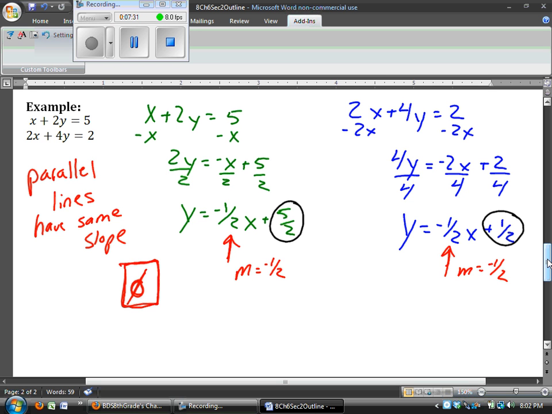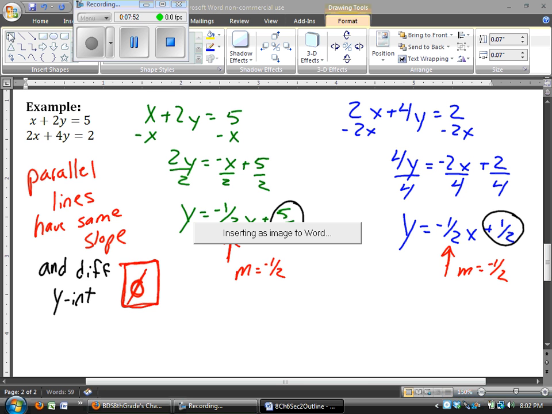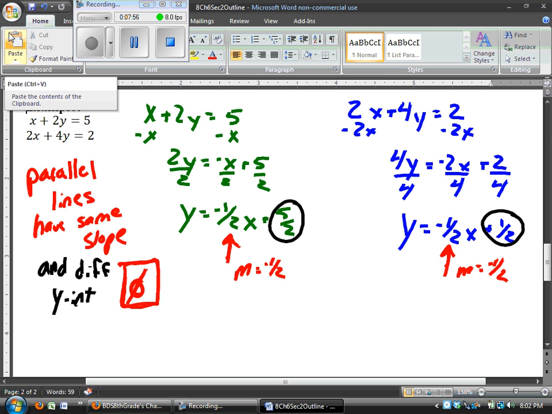Okay? What we'll also notice here is that the y-intercepts are different. Okay? So anytime I have parallel lines, meaning I have the same slope and different y-intercepts, I have no solutions. Okay? So you don't even need to graph it. Test, quiz, homework, nothing. As soon as you see same slope, different intercept, you know it's no solution because you have parallel lines and they'll never cross.